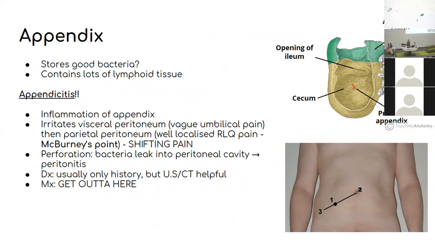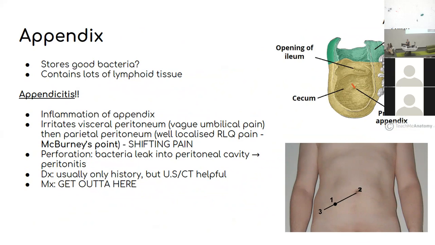What happens first is it's going to irritate the visceral peritoneum. So the organ's going to irritate the peritoneum lining it, and remembering that that was really kind of diffuse pain. We don't really know what it is, and it's derived from the midgut. So firstly, we're going to feel the pain just around our umbilicus.